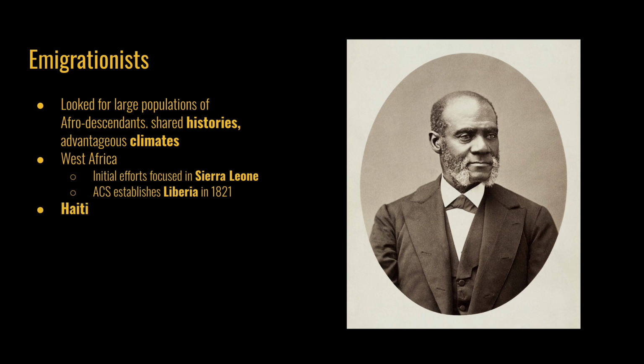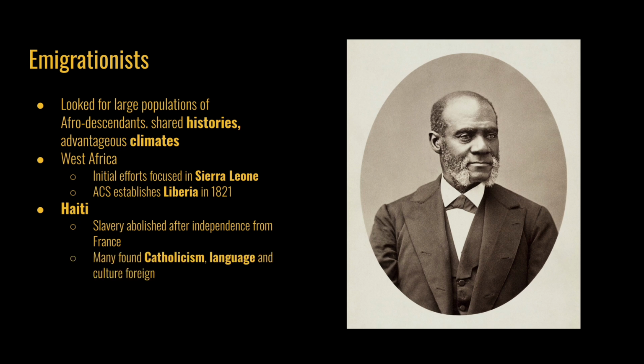Haiti was also another candidate. It was close to the United States, and they had abolished slavery there after they won their independence from France. Haiti's successful slave revolt and subsequent abolition of slavery in 1804 made it a beacon of hope for enslaved people worldwide. However, the people who relocated to Haiti found the Catholicism, the language, and culture very foreign to them, so it wasn't necessarily the best place for them to consider. Finally, Latin America was another option. Henry Highland Garnet, who created the African Civilization Society, also considered Mexico as a possible place to go.